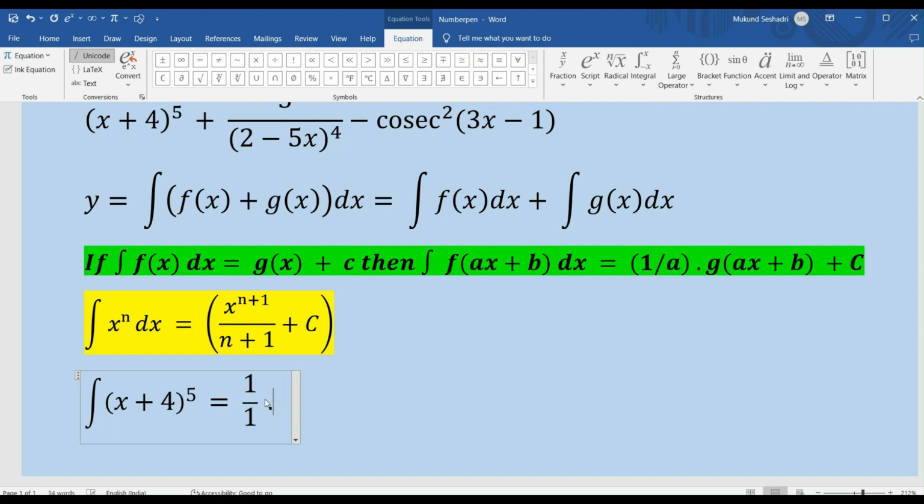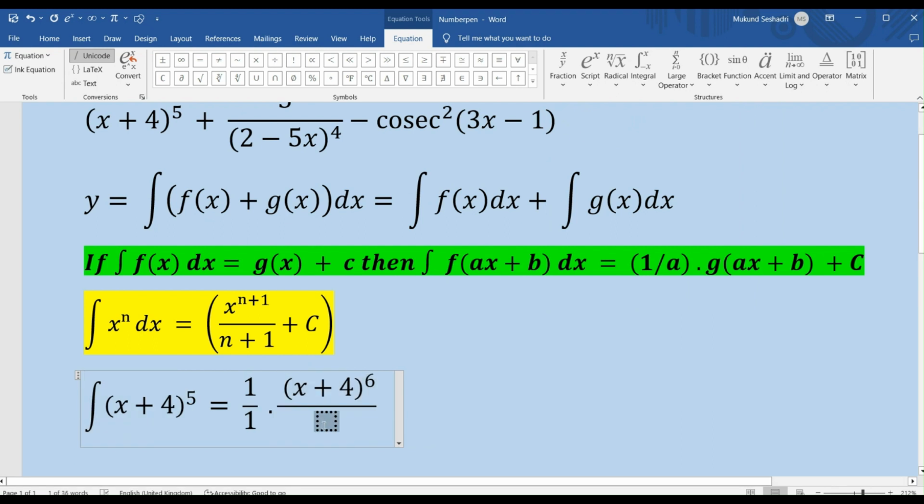So what do I write this as? 1 divided by a is 1 divided by 1. And in place of x, I replace it with ax plus b, x plus 4 the whole power 6 divided by 6, because 5 plus 1 is 6. And then I have an arbitrary constant. So this is my step one.